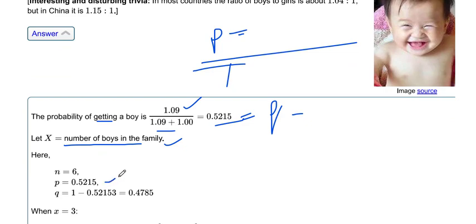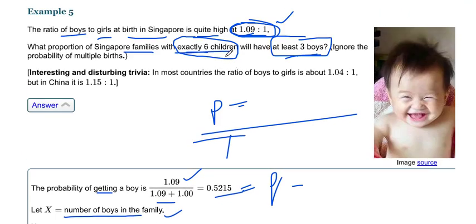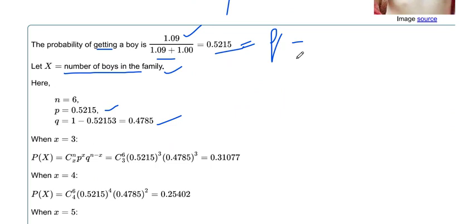Okay, so we can calculate q. Yes, and we have to select 6 children, so n will become 6. Now we have to find the probability of at least 3 boys. At least 3 boys means we have to find 3 boys, 4 boys, 5 boys and 6 boys.